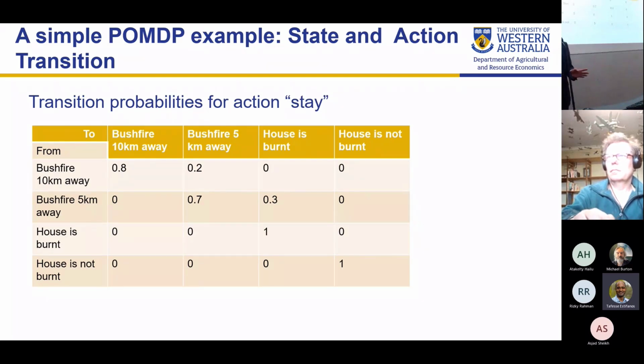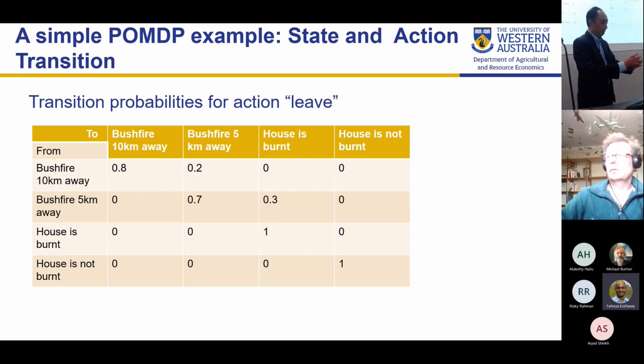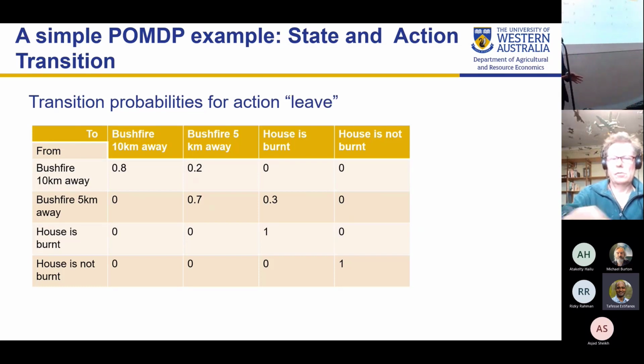70% chance it will stay where it is, 30% chance the house will be burned because of that. So we do the same thing for house burned and house not burned. And this is just for action stay. So we continue to define another set of transition probabilities for action leave, because we don't think there's anything changed. So we're happy to leave all this the same as the other one.